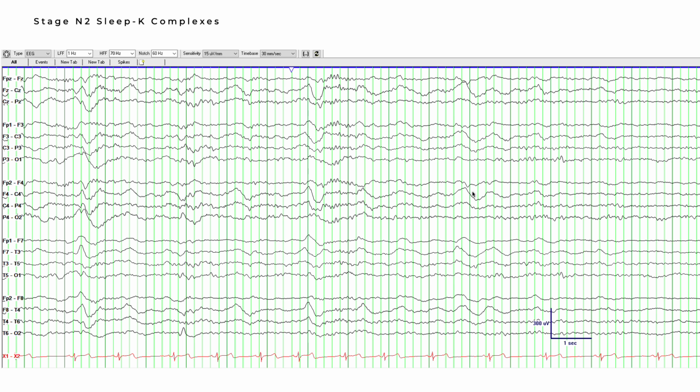And these waveforms are going to vary a bit depending on the patient's age and all that. But you'll typically see something during stage N2 sleep when it comes to a K complex. You may only see it right as the patient's alerting. If there's a noise or something like that, you might see it then as well.